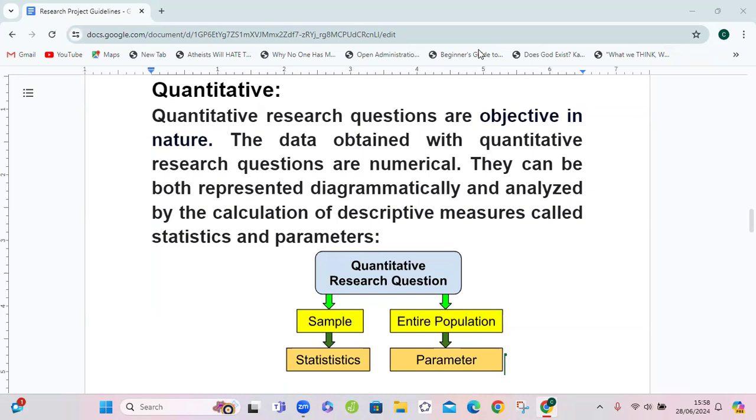So that's what quantitative research questions will lead you to collect: quantitative or numerical data. They can be represented diagrammatically using charts, for example pie charts, box and whiskers, etc. They can be represented using stem and leaves, and they can also be analyzed by calculating descriptive measures called statistics or parameters. So if you have a quantitative research question and you perform a sample, you will calculate descriptive measures called statistics. If you collected data from the entire population, your descriptive measure will be called a parameter.